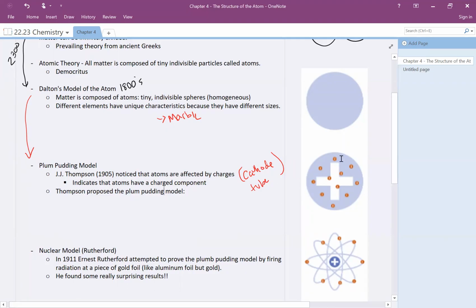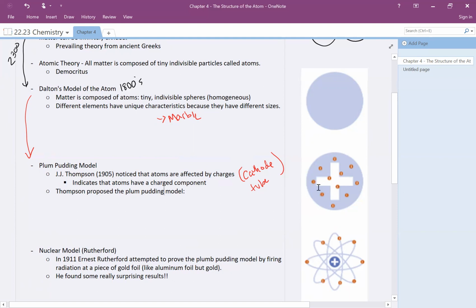And in this model, you have a positive charged background. So in this, all of the gray, imagine as being positively charged. And then within that positively charged substrate, you have some negative charged electrons just embedded throughout. So that gives the charge that Thomson noticed. So again, this is a better model than Dalton's model.